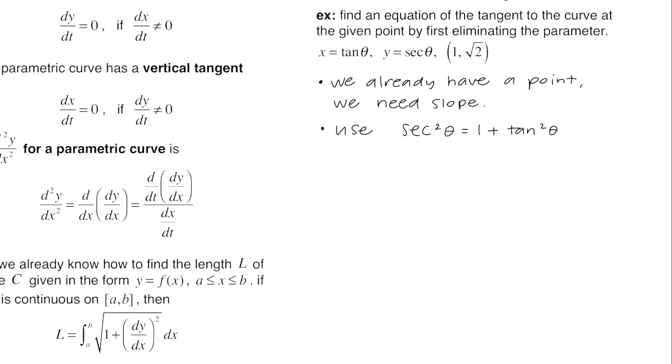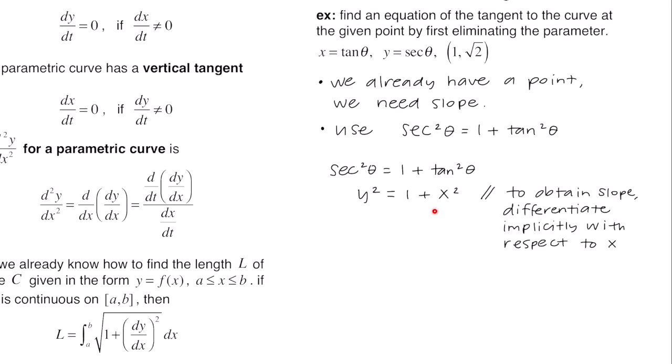So to find the slope, we're going to use the Pythagorean trig identity, secant squared equals 1 plus tangent squared. Since y equals secant, we're going to plug in y right here, so we're going to get y squared. And since x equals tangent, we're going to plug in x right here to get x squared.